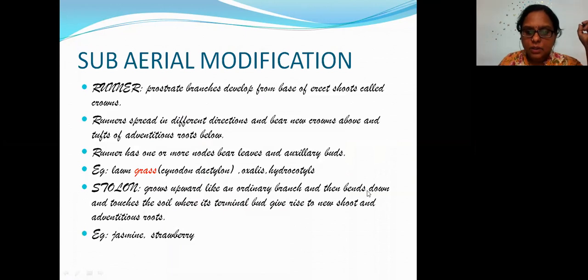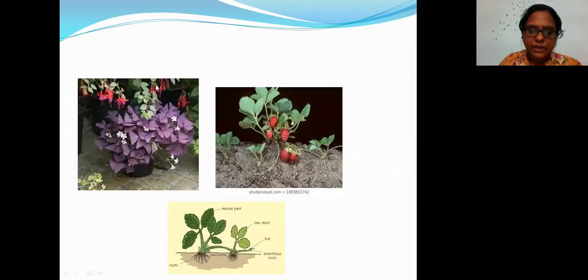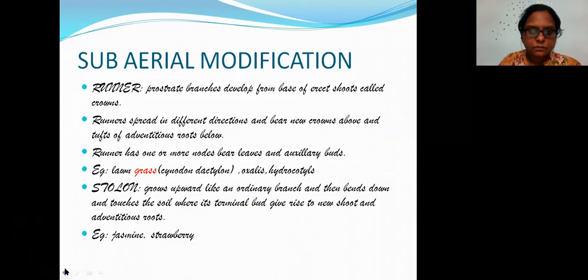Here also you have to see the terminal bud. Terminal bud is important. Jasmine and strawberry, they used to ask frequently. Jasmine and strawberry are the examples for stolon. And for the runner, you have the lawn grass. Please keep in your mind the botanical name also. Oxalis, just now I have shown you purple color flowers, right? That is oxalis. Hydrocotyle I have not taken. This is oxalis, because they have asked it many times. Oxalis will be purple colored. So if you want to write, you can write, students.